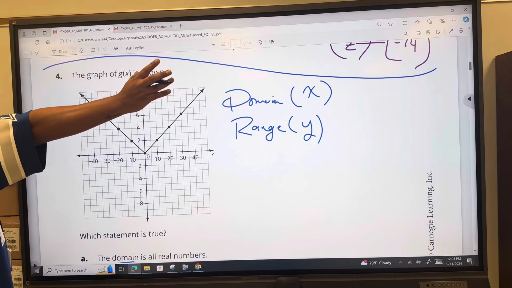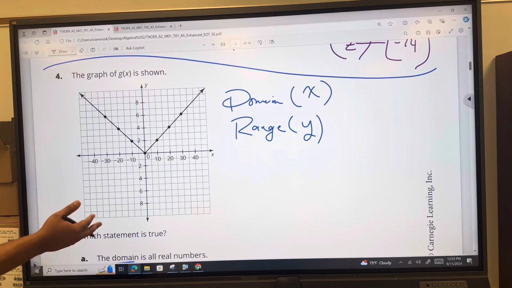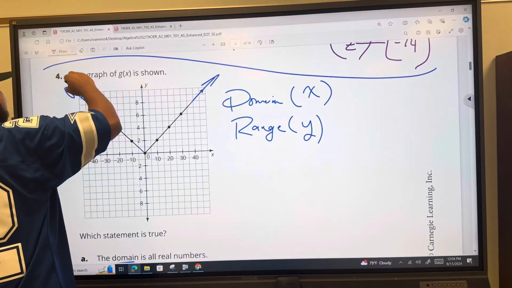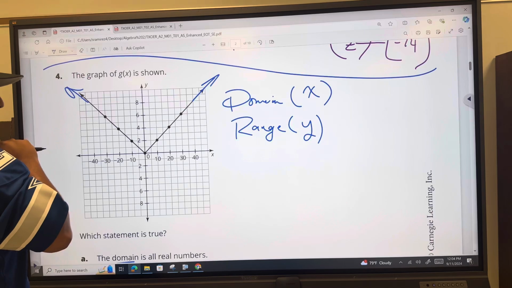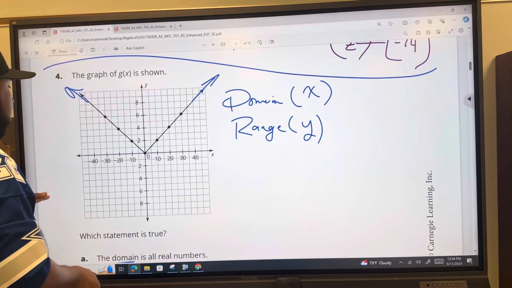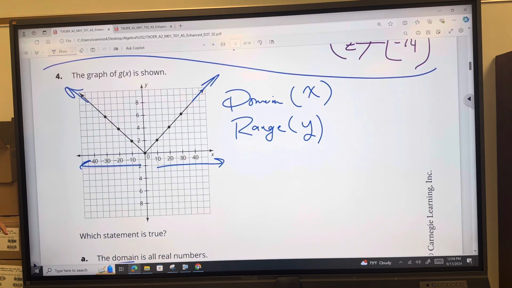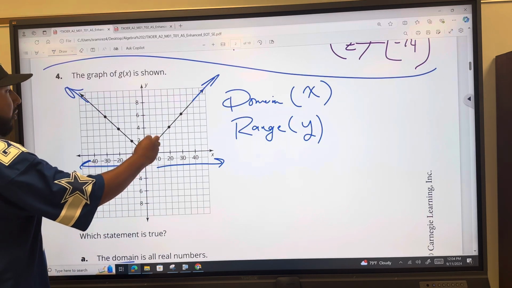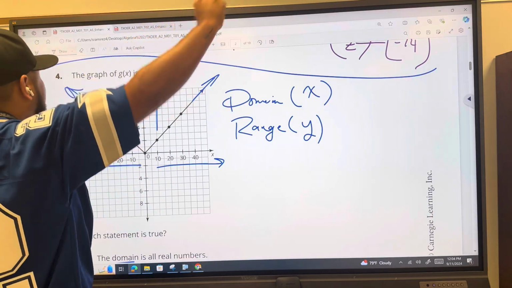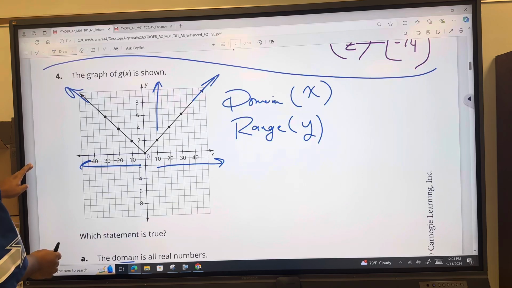Before we start analyzing the X and Y axes, I do want us to see what directions this graph is going in. So I have continuous arrows going on forever and ever, infinity. And we have to see if it's going up, down, left, or right. This graph is going to the right and the left. It is also going up. Nothing is going down, but I know for sure it's going to the right, it's going to the left, and it's going up.